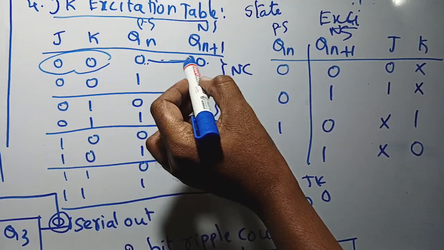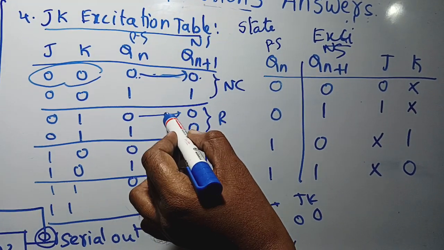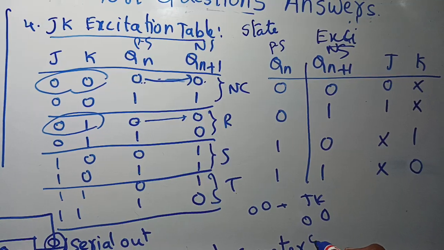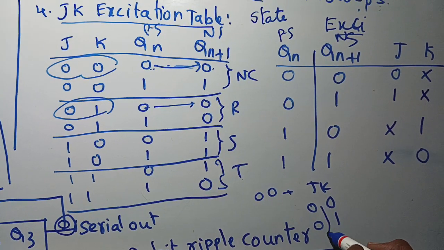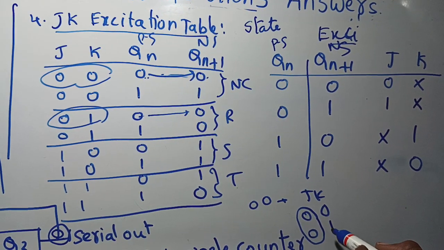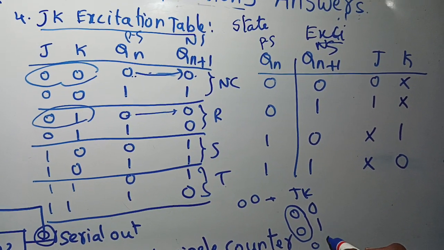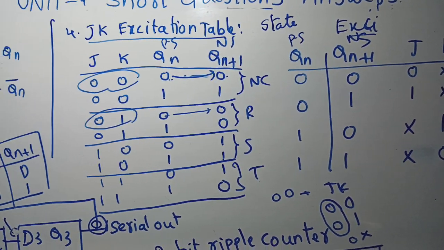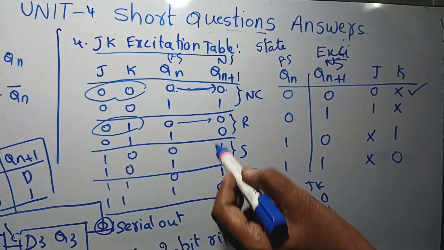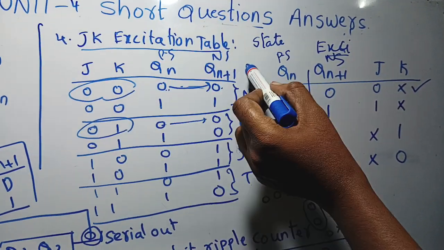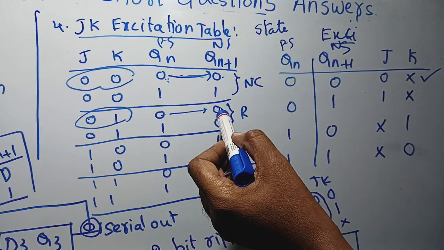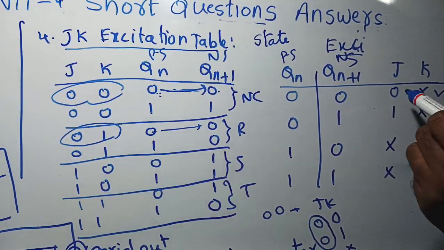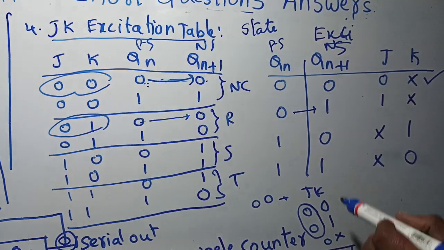Is there any other 0 to 0? You can verify. Here we have another 0 to 0. What are the corresponding JK? 0 1. Nothing but J is fixed, K is changing. J is 0, K is changing means don't care. So 0 don't care. Like that you can write all possible cases. From the truth table, present state to next state 0 to 0, the corresponding JK is 0 and K don't care.